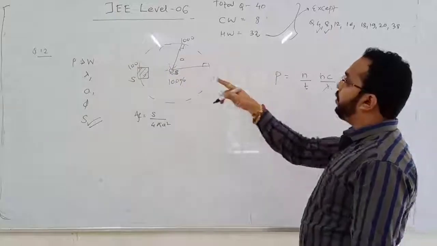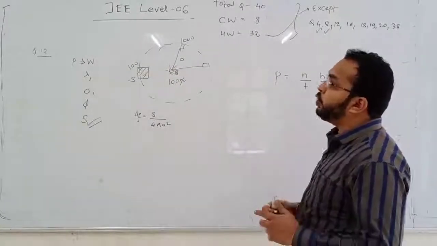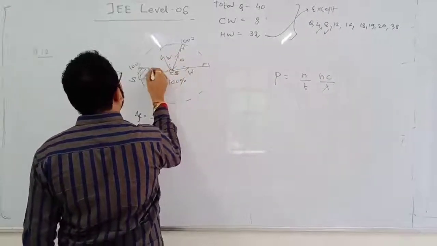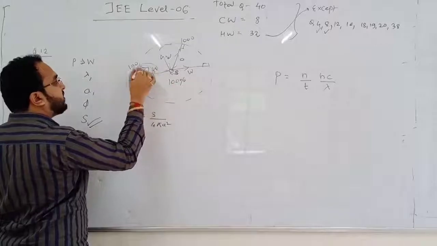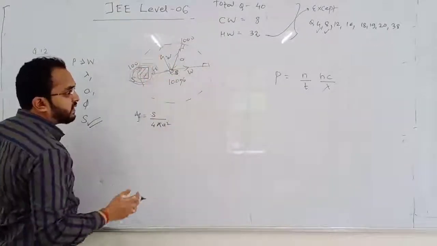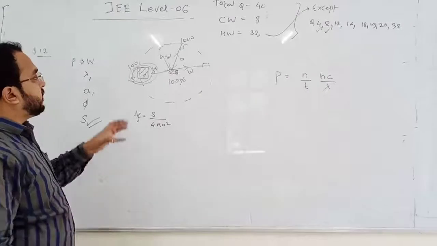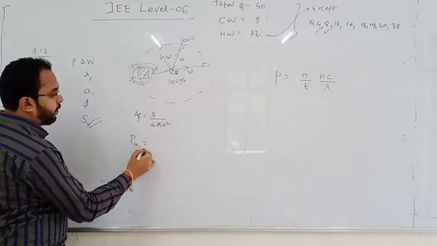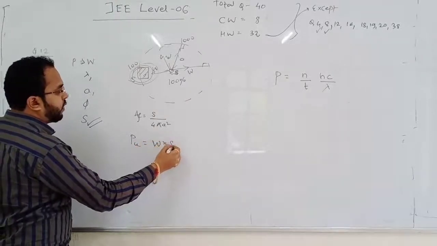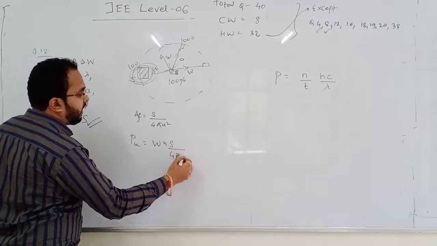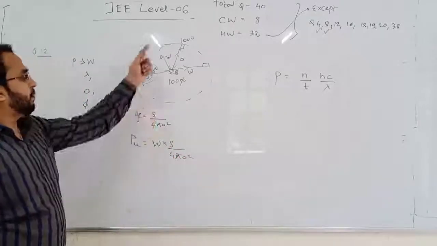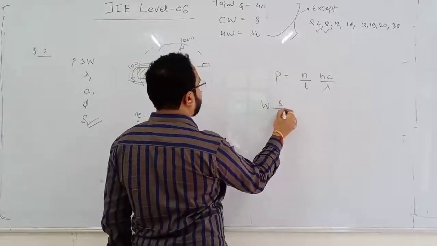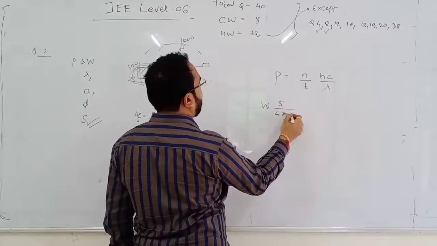Now this power is W, the total power used, indicated here. How much of this W falls on the surface? The surface divided by the total surface, 4 pi a square: this much percentage of power is useful. So power useful is W into S upon 4 pi a square. Out of the total power, only this much is useful.